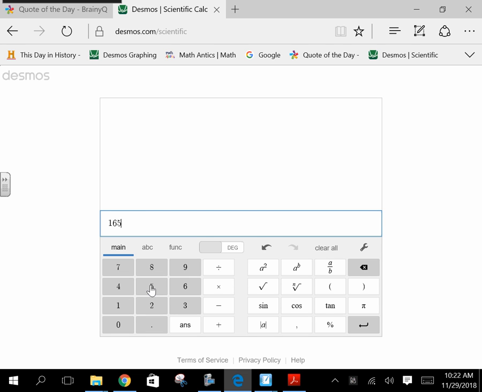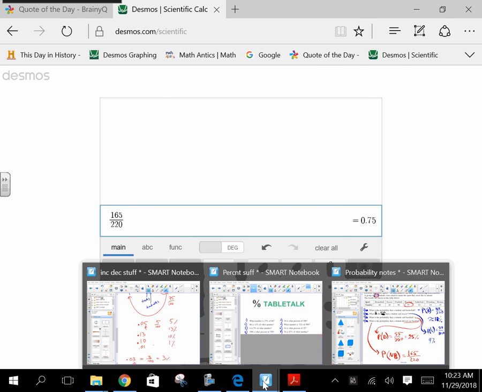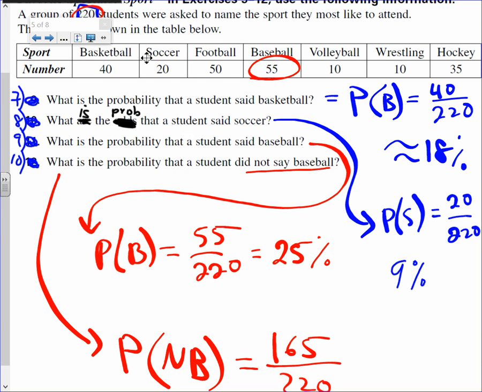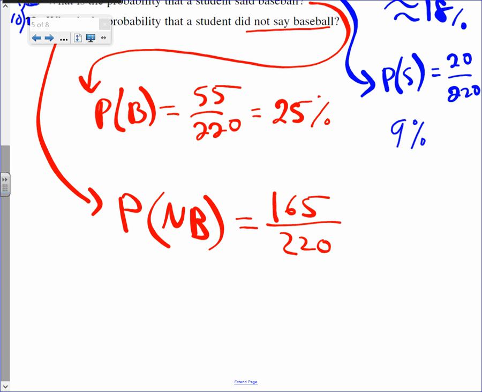Is it 175? Let's see. 220 minus 55. Is it 55? Yeah, it's 165. So 165 divided by 220. Rock and rolling, 75%.